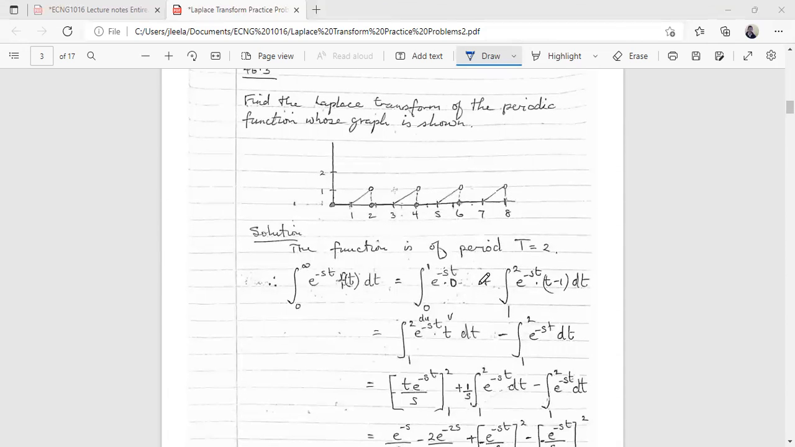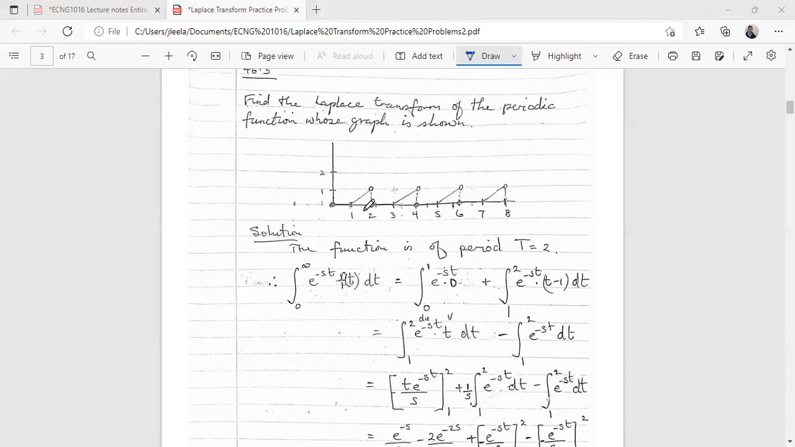So we're looking at another one here again. We have: find the Laplace transform of the periodic function whose graph is shown. So let's look at this graph carefully. We see a repeat: a line from 0 to 1, then the graph has a slope between 1 and 2. Then you drop back down to 0 between 2 and 3, and then it slopes up from 3 to 4. So of course, the period is 2, because after 2 you have a repeat.